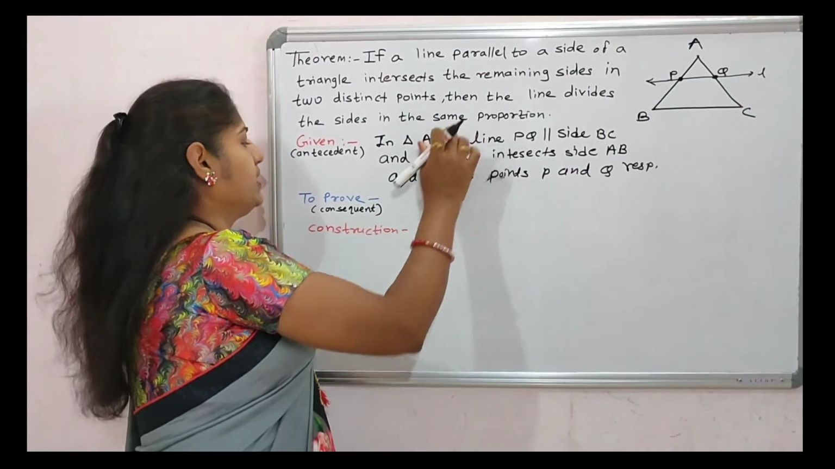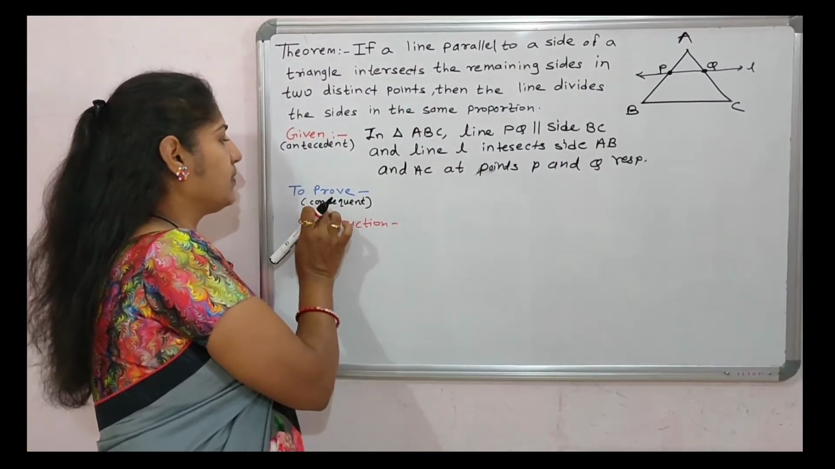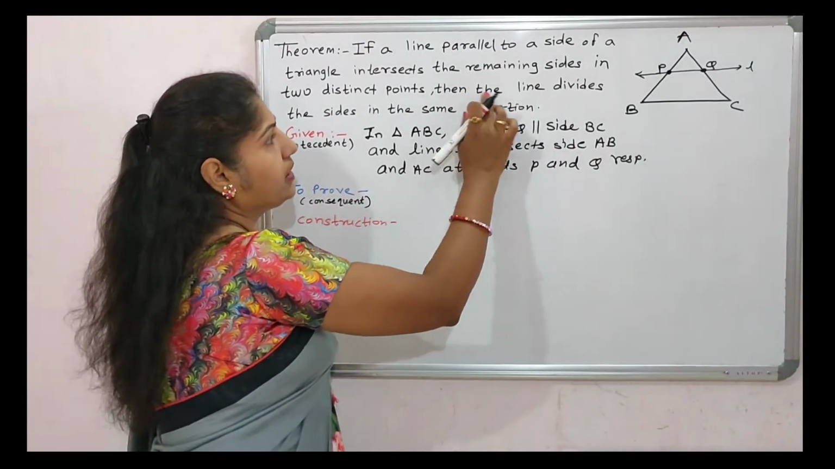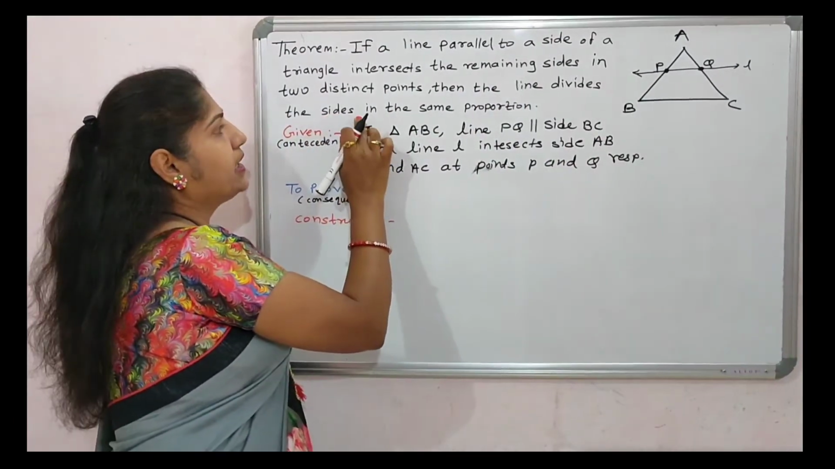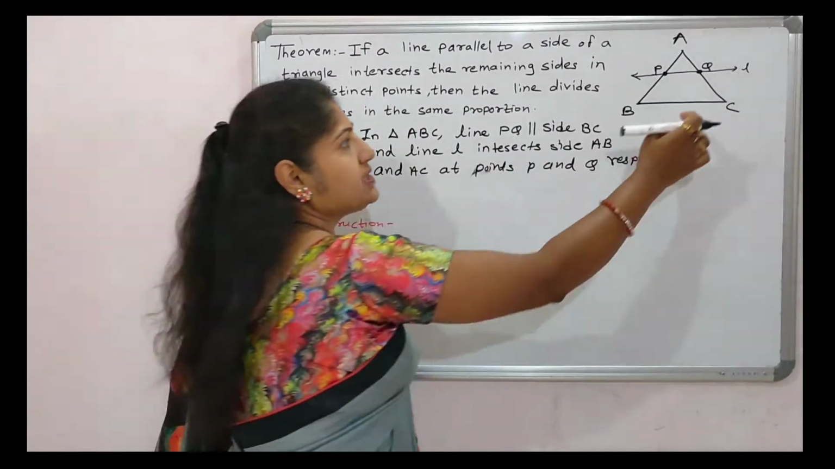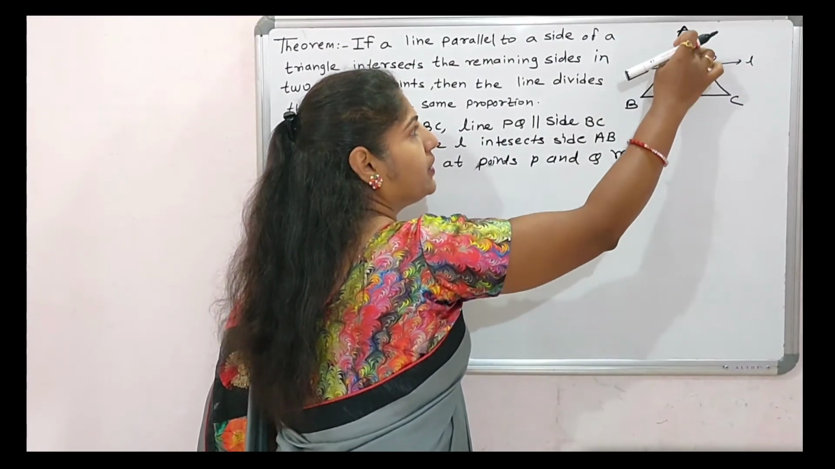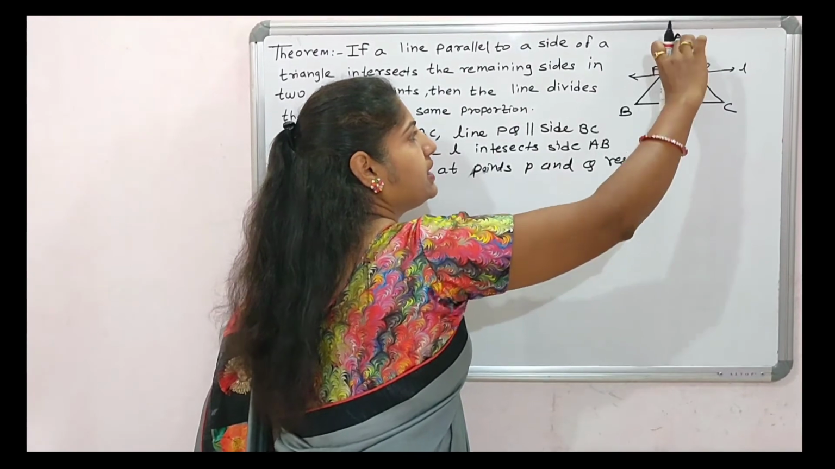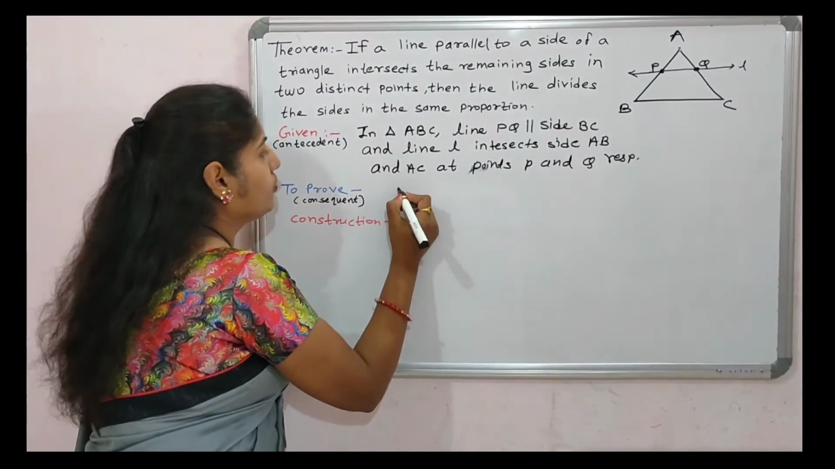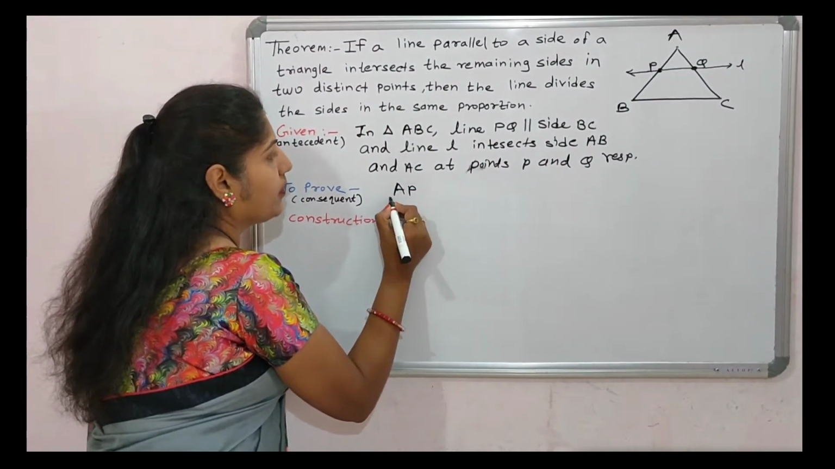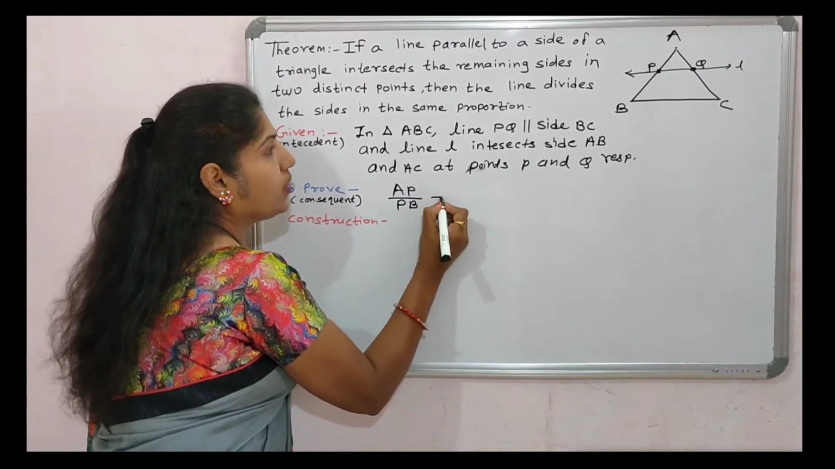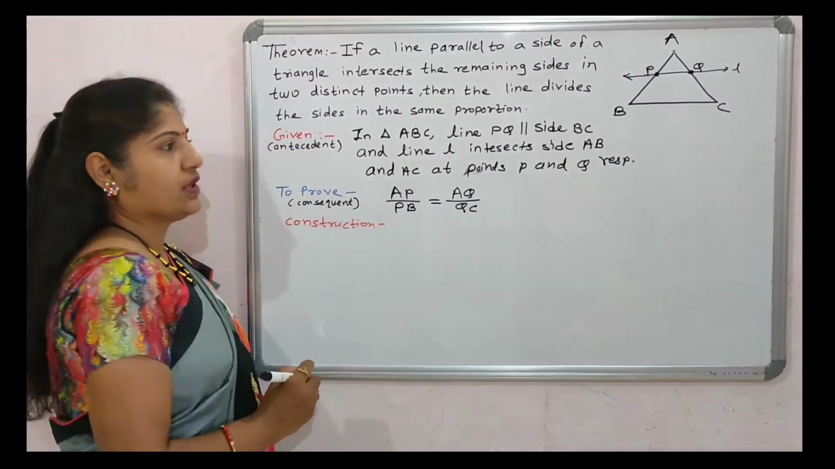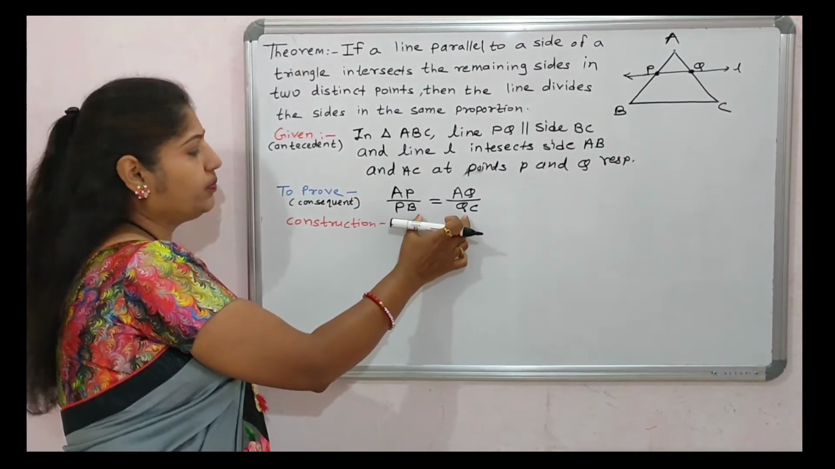The then part is our consequent, that is what we have to prove. Then the line divides the sides in the same proportion. This line L divides the two sides AB and AC in equal ratio. So we write AP upon PB equal to AQ upon QC. This has to be proved.